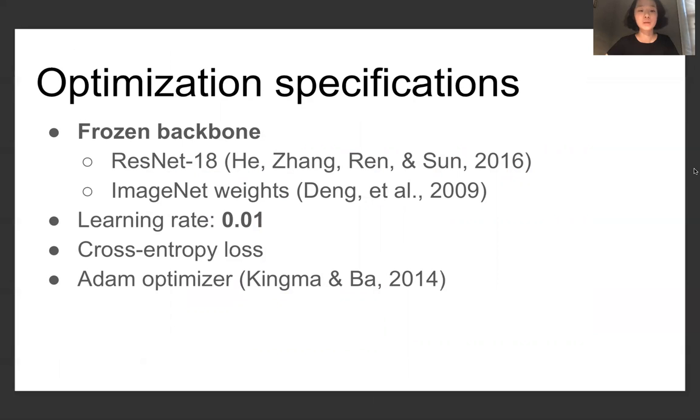So first, the frozen backbone was a ResNet 18, and that just tells you what kind of model I was using to crunch the data. The learning rate tells you how quickly the model was changing its weights throughout the training process, and the change of the weights changes the function that the model represents. The cross-entropy loss tells you that the model was performing classification. The Adam optimizer tells you that I was changing the model weights using the Adam strategy.